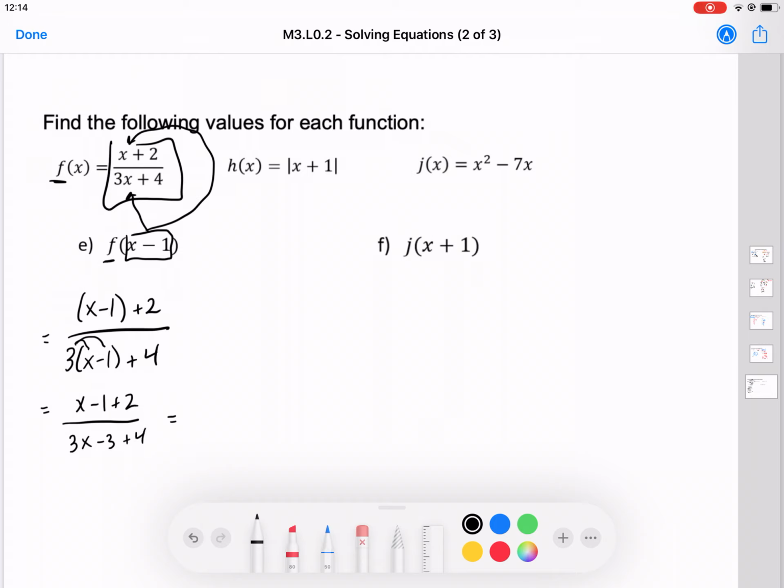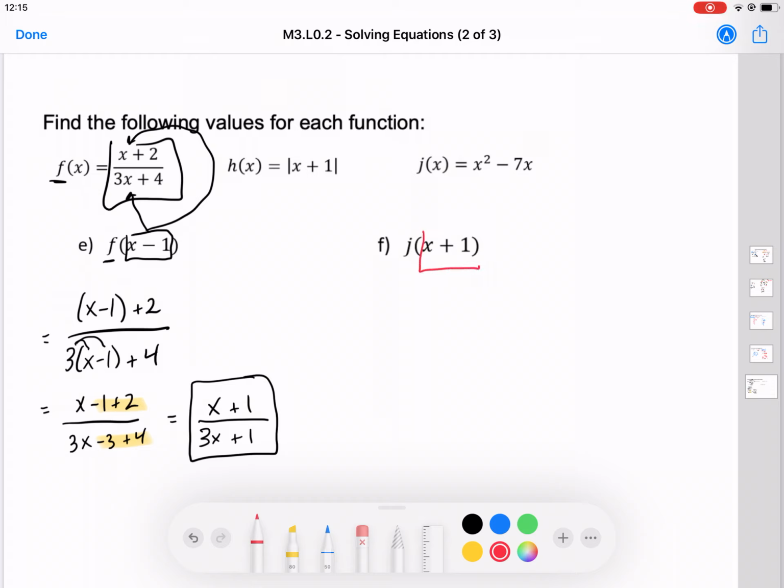In both cases, let's go ahead and combine like terms. Both in the top, and when I say cases, I'm talking about the numerator and denominator. So I have x, -1 plus 2 is 1. And then 3x, and negative 3 plus 4 is 1. Once again, you are done. All right, let's do one more. Because why not? Seems fun.